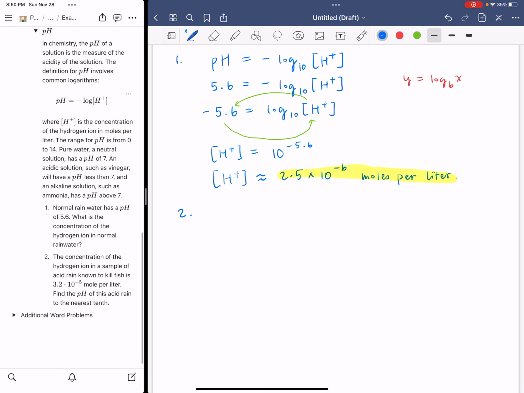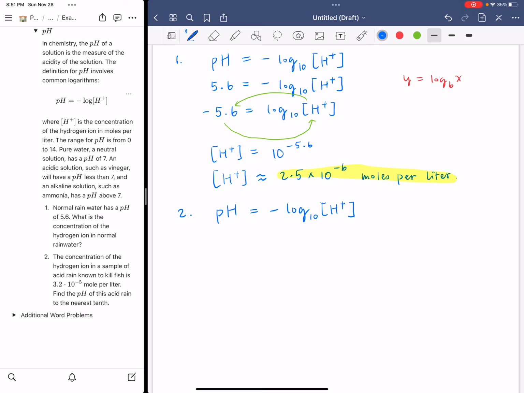The concentration of the hydrogen ion in a sample acid rain known to kill fish is 3.2 times 10 to the negative 5 mole per liter. Find the pH of this acid rain to the nearest tenth. So again, we are going to use this formula, pH equals negative log of H+. Whenever you don't see a base like this one, the base is 10, because base 10 is a common logarithm. So I would suggest that you put that 10 as the base.